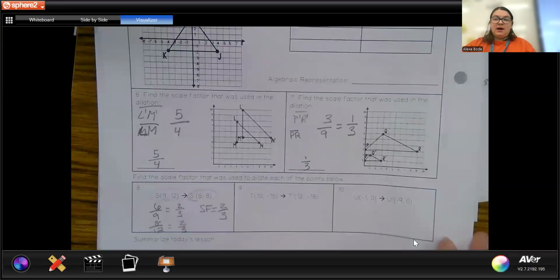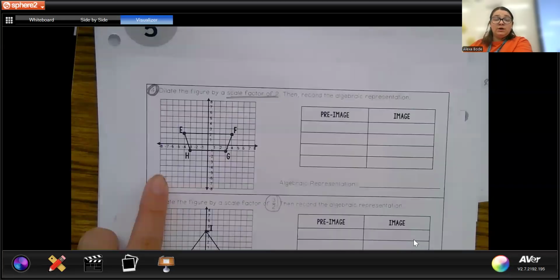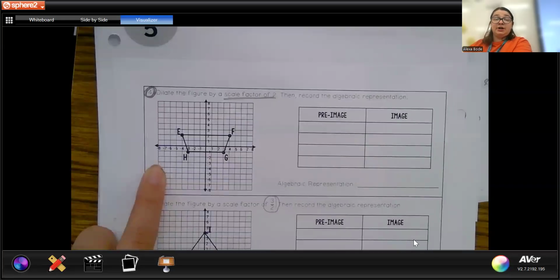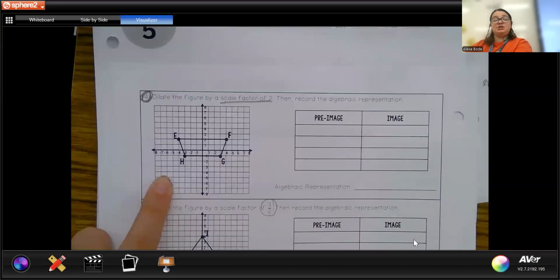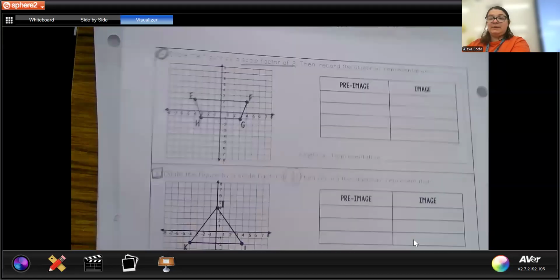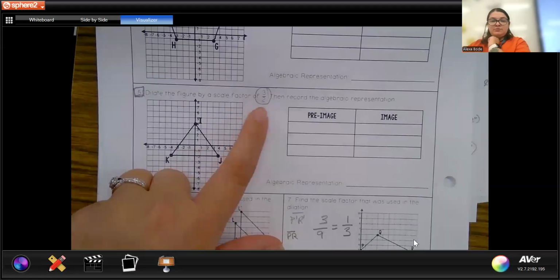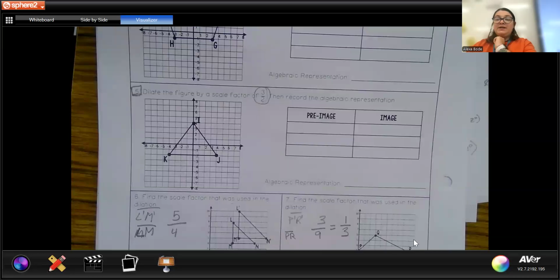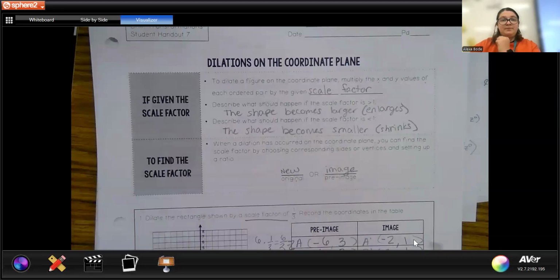So again, I want you guys to try number 4, or if you are good and ready for a challenge, you want to prove to me that you understood what we did in class and understood this video, do number 5. Try it with a different scale factor of 3 over 2. Bring this paper back to school tomorrow. If you guys have any questions, please let me know. We're going to be practicing dilations all day long tomorrow.